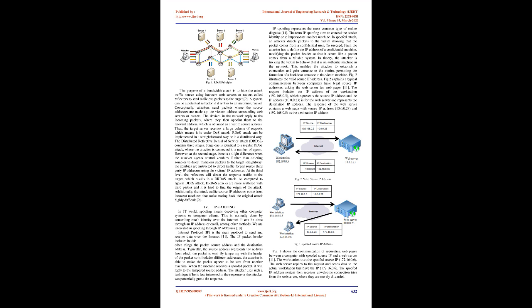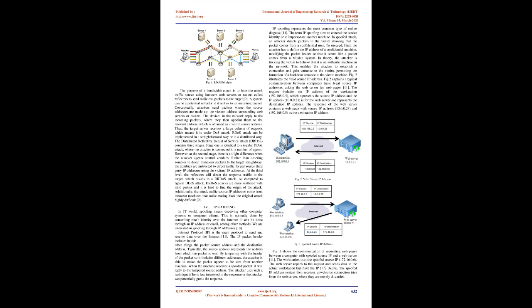The IP packet header includes, besides other things, the packet source address and the destination address. Typically, the source address represents the address from which the packet is sent. By tampering with the header of the packet so it includes different addresses, the attacker is able to make the packet appear to be sent from another machine. When the machine receives a spoofed packet, it will reply to the tampered source address. The attacker uses such a technique if he is less interested in the response or the attacker can potentially guess the response. IP spoofing represents the most common type of online disguise.